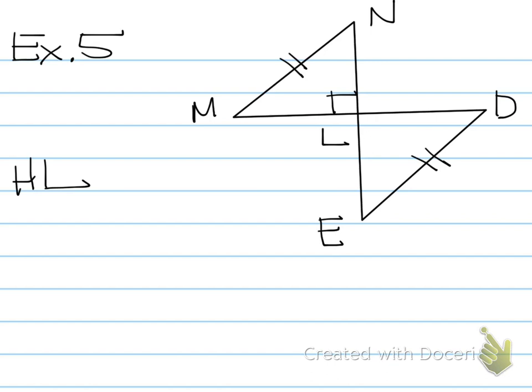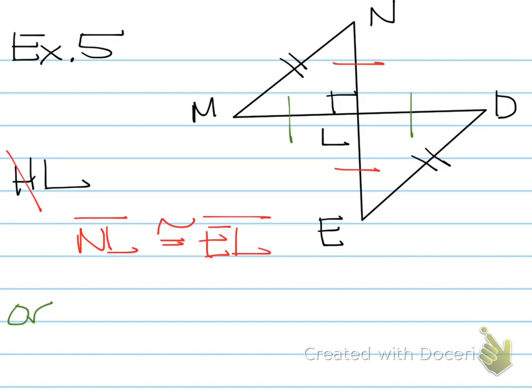All right, we've got two right triangles since those two vertical angles are congruent, and we have the hypotenuse of both right triangles marked congruent. So we just need to mark one of the legs. So you could either have NL is congruent to EL, or you could put ML is congruent to DL.